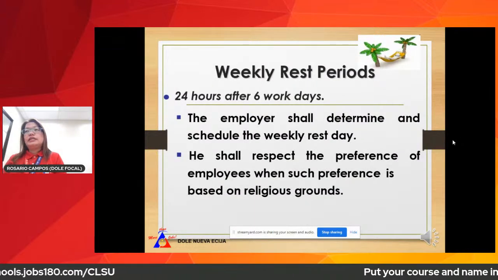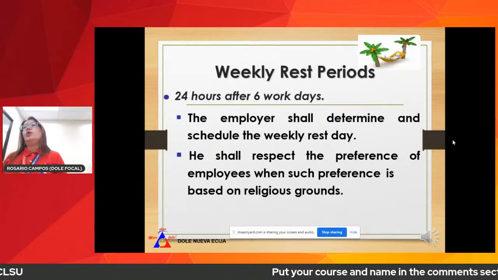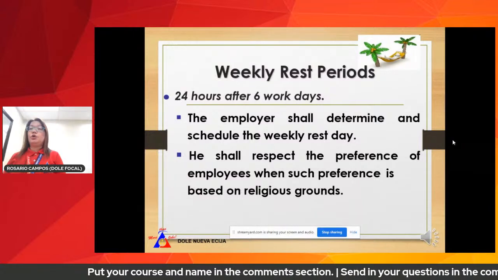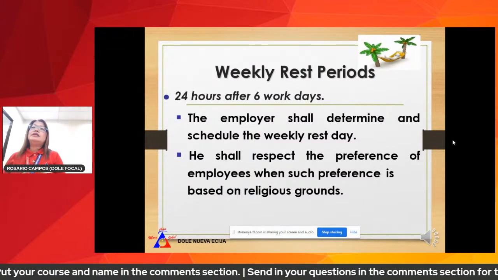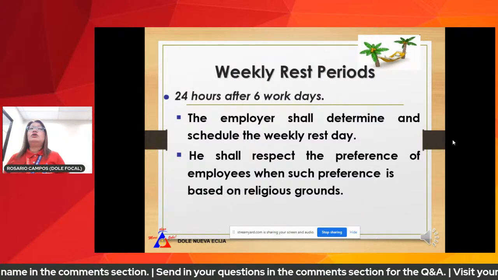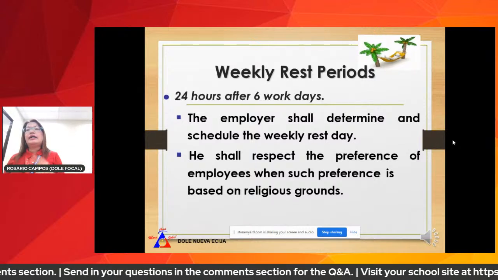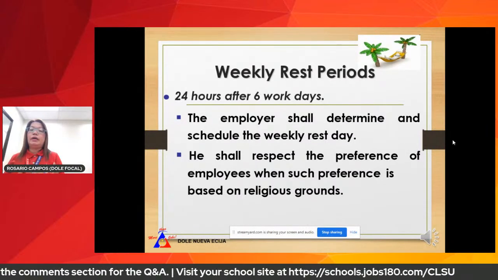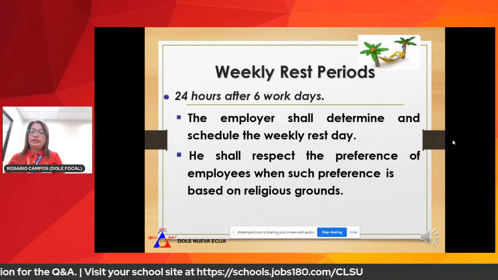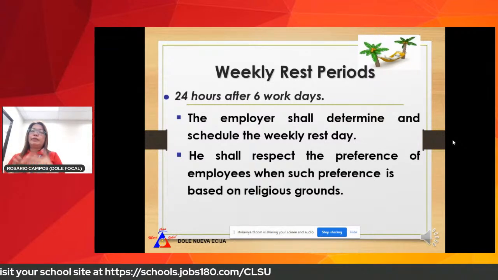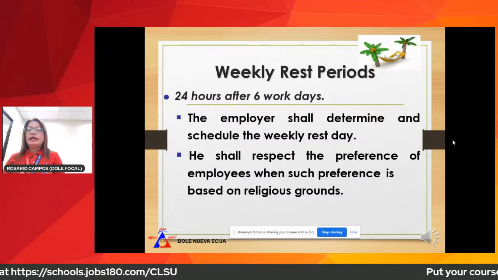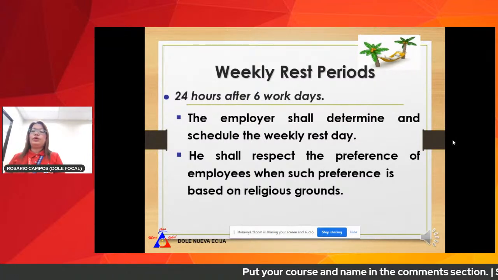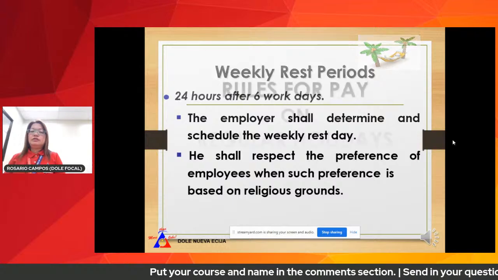Weekly rest periods na tinatawag or sa iba, ang tawag po dito ay day off. 24 hours after 6 work days daw po or yung tinatawag na sa loob ng isang linggo, meron kang isang araw na pahinga or hindi bababa sa 24 oras na pamamahinga ng isang empleyado. So, kailangan sa period ng 7 araw, dapat mamamahinga ako ng 24 oras or isang buong araw. Okay? Next slide.